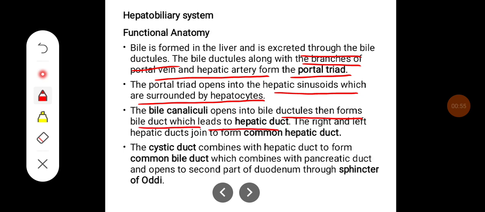The right and left hepatic ducts join to form common hepatic duct. Cystic duct combines with the hepatic duct to form common bile duct, which combines with the pancreatic duct and opens to the second part of duodenum through sphincter of Oddi.